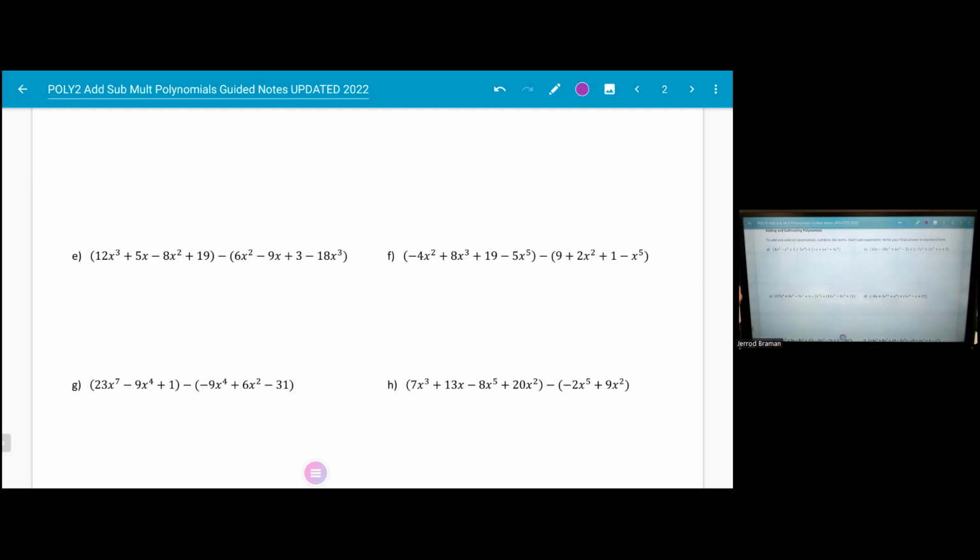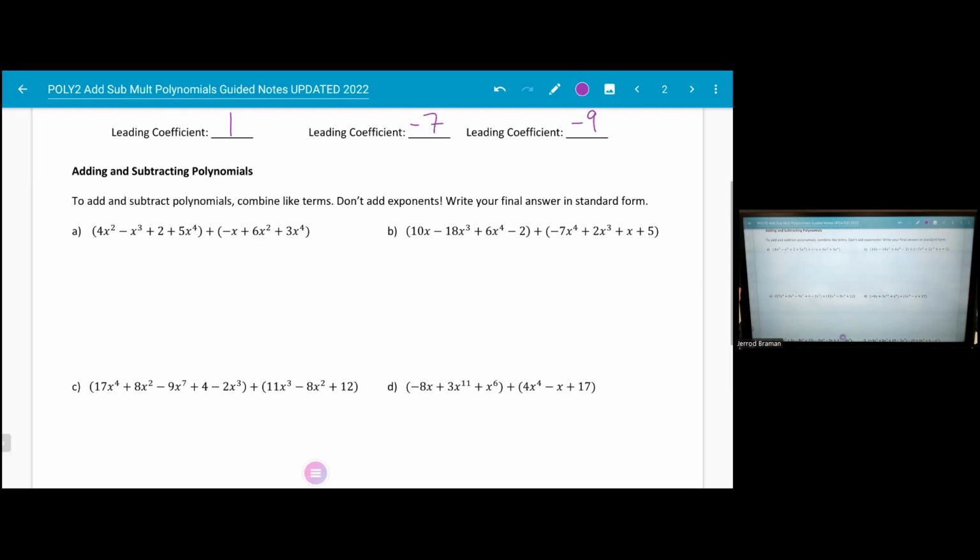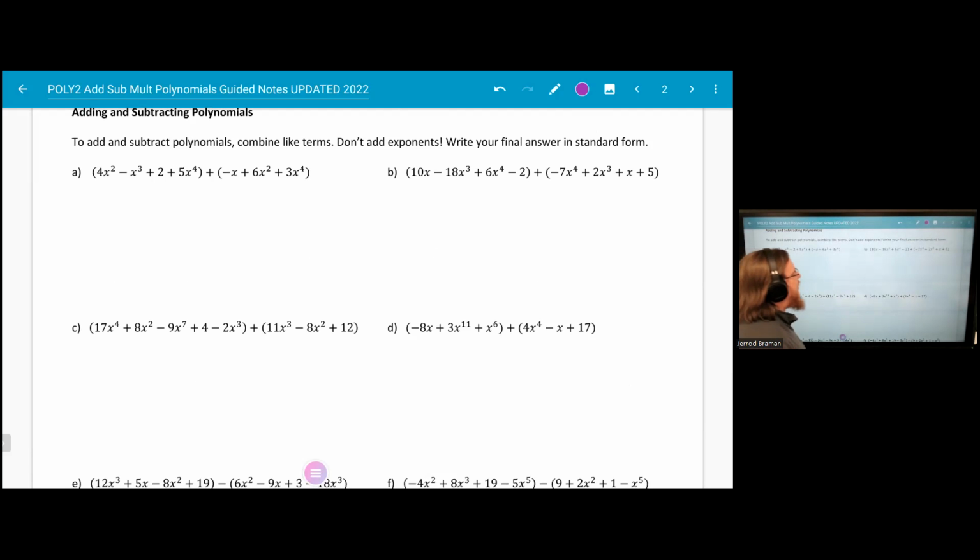To add and subtract polynomials, combine like terms. Don't add exponents, and write your final answer in standard form. In other words, largest exponent to the smallest exponent. Now I'm looking here, I've got 2 sets of parentheses, but I don't see anything to distribute through. In other words, both these sets of parentheses are essentially being multiplied by 1.